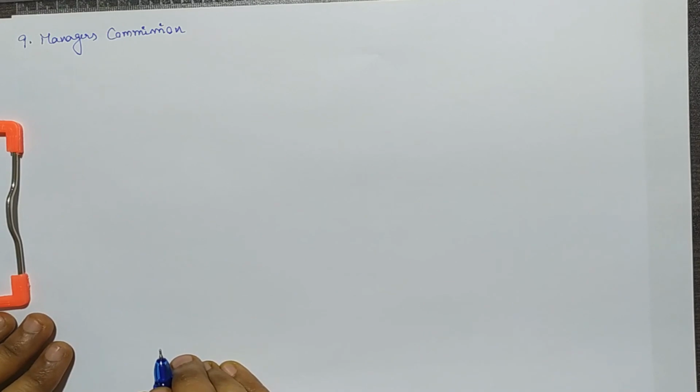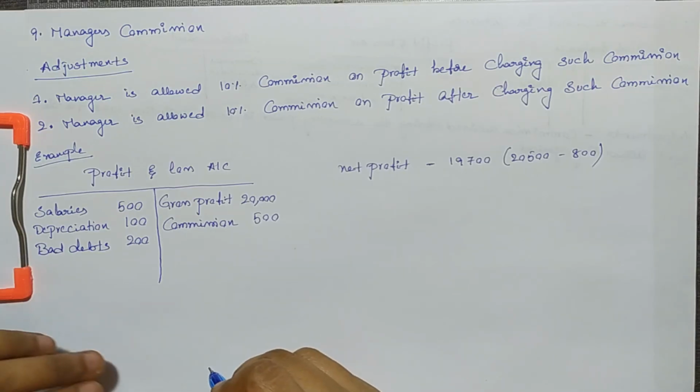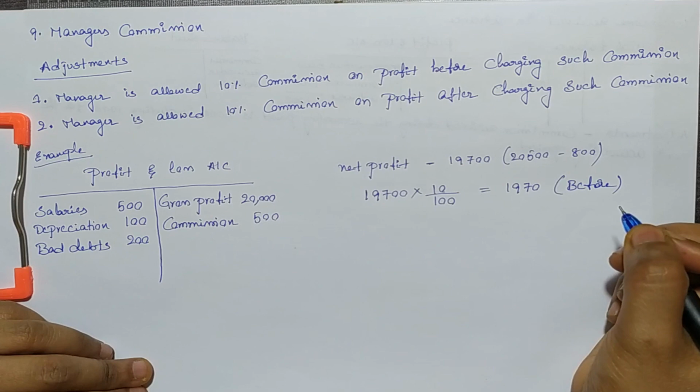Next adjustment is manager's commission. Manager's commission can be charged in two ways, that is profit before charging such commission and profit after charging such commission. Assume that after balancing the profit and loss account, we arrived at a net profit of 19,700. Manager's commission is 10% on net profit. If the question states manager is allowed 10% commission on profit before charging such commission, then to calculate manager's commission, we should calculate 10% on net profit, that is 19,700 into 10 by 100, which comes to 1,970.